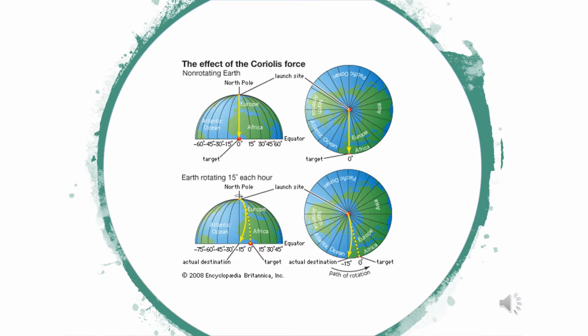The impact of the Coriolis effect is dependent on velocity: the velocity of the Earth and the velocity of the object or fluid being deflected by the Coriolis effect. The impact of the Coriolis effect is the most significant with high speeds and long distances.